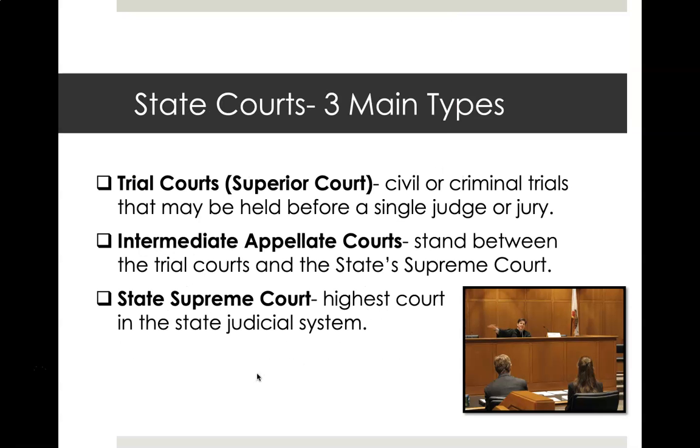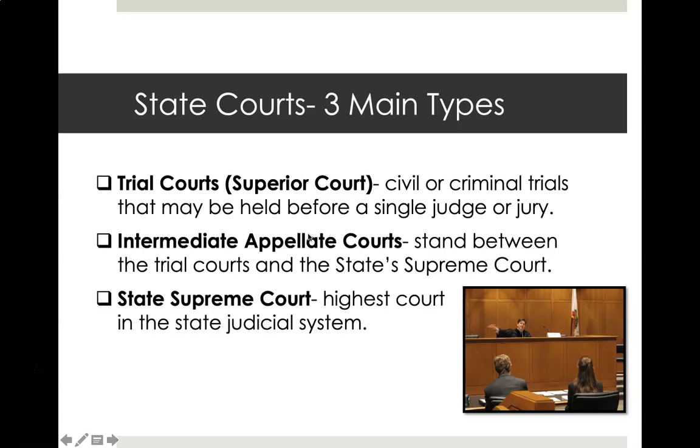So there are three types of state courts that you need to know about. The first one is a trial court, which is known as Superior Court. It is for civil or criminal trials that may be held before a single judge or jury. One thing that you need to know is that depending on the type of crime or the type of trial, it may not always warrant a jury. So sometimes you might just go in front of a judge and then later he would rule whether or not you would have a full jury trial.